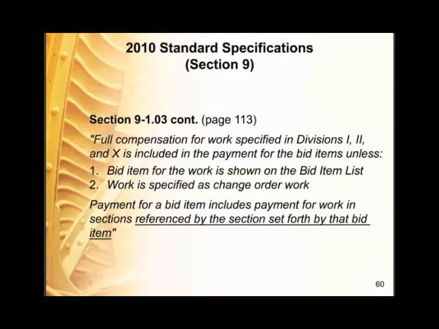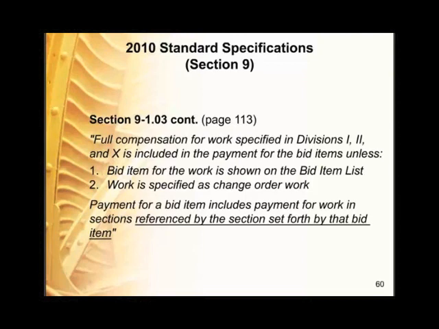Continuing with section 9, we have full compensation for work specified in Divisions 1, 2, and 10 is included in the payment for the bid item, unless a bid item for the work is shown on the bid item list or the work is specified as change order work. So payment for a bid item includes payment for work in sections referenced by the section set forth by that bid item. It's kind of wordy, but it actually is pretty important.